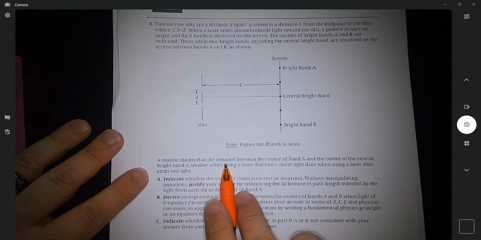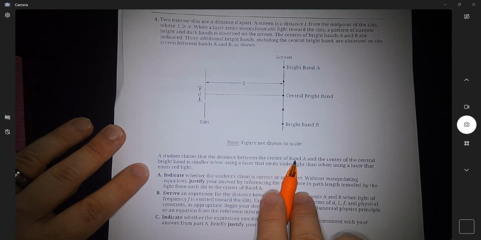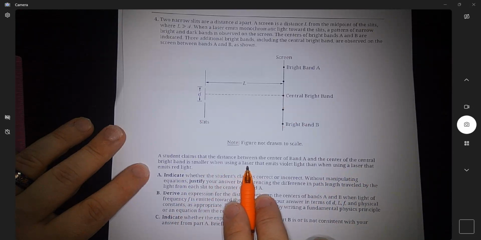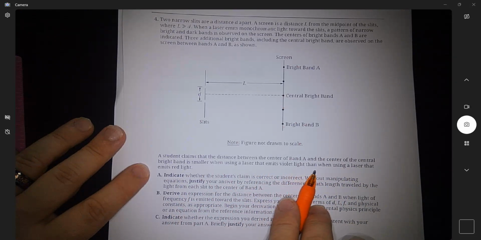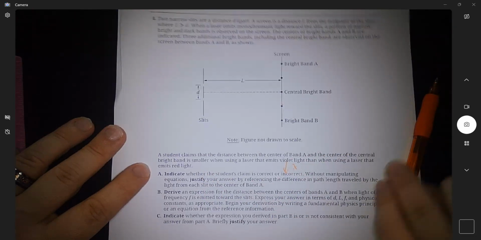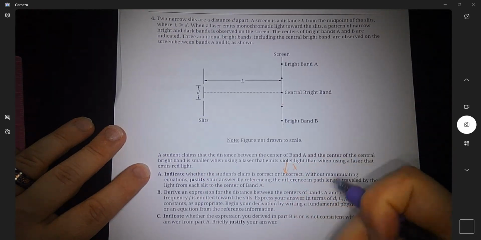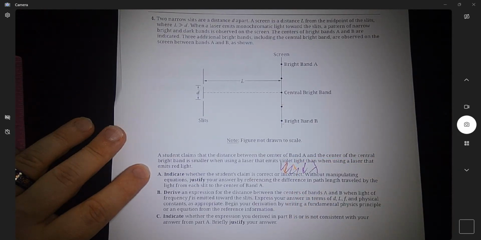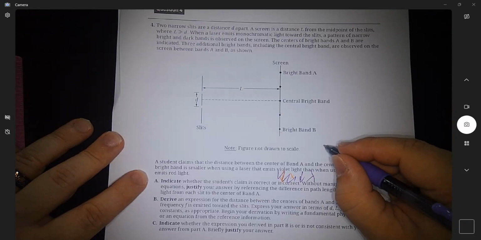A student claims that the distance between the center of band A and the center of the central bright band is smaller when using a laser that emits violet light than using red light. Okay, now violet light has a lower wavelength, and so let's just go ahead and say this.